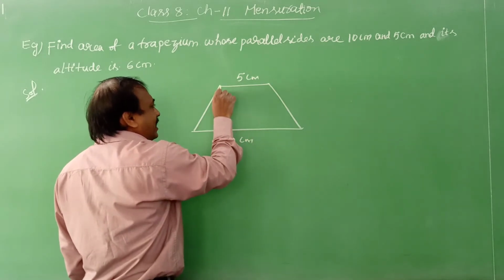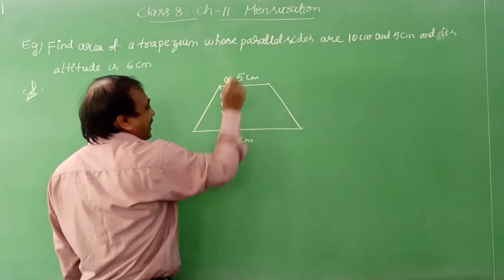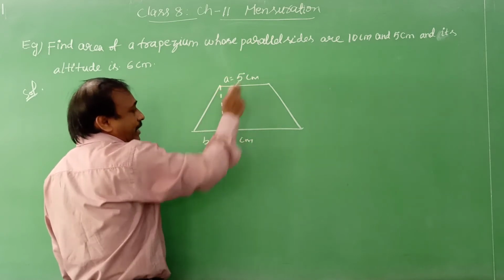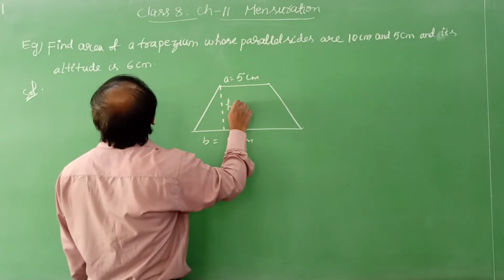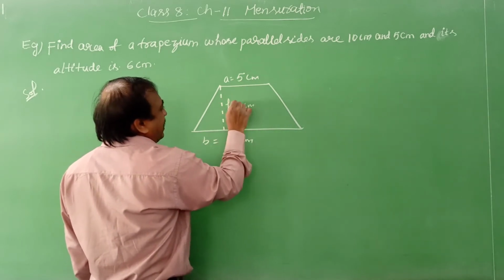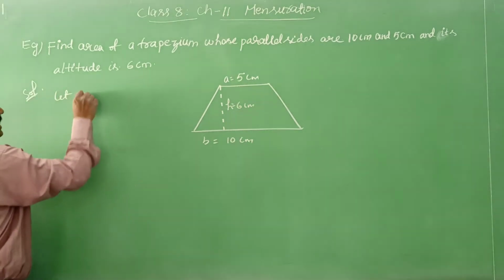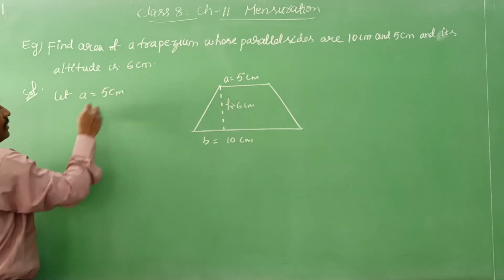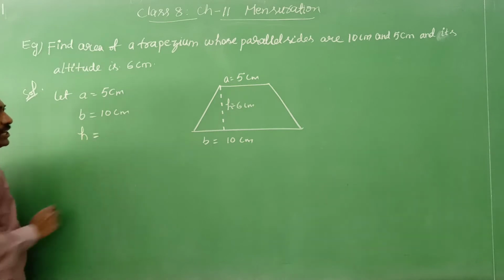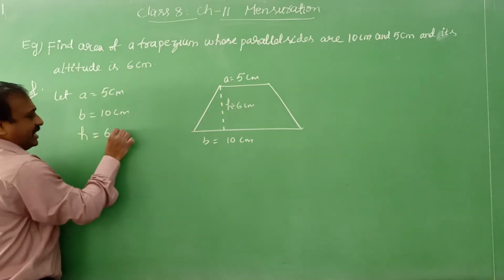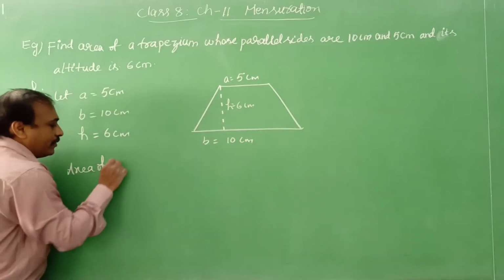The corresponding altitude you can take anywhere, either here or there. So this is A and this is B. Let A be 5 centimeters, B be 10 centimeters, and this is H, which is given as 6 centimeters, the corresponding altitude. Area of trapezium.